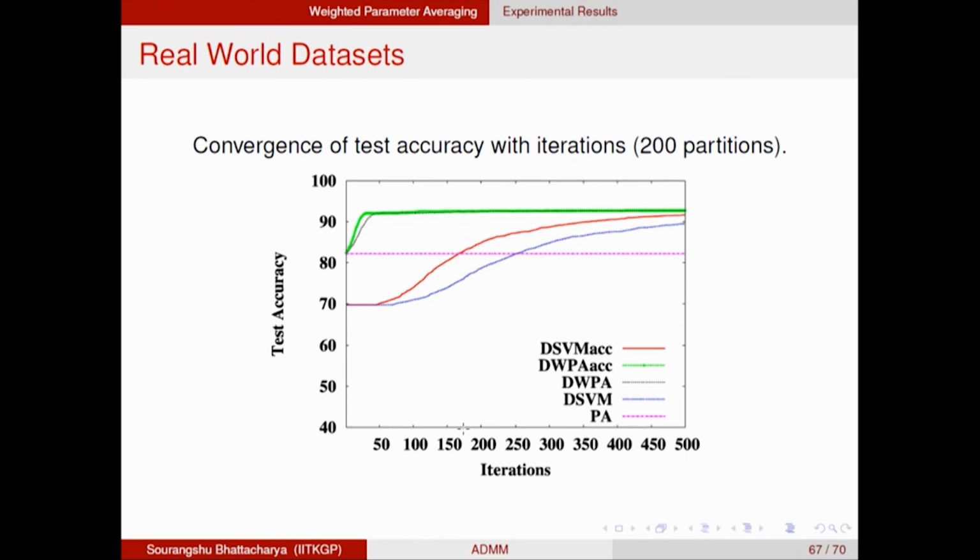This is how the accuracy varies with the iterations. But typically what you can see is that the number of iterations required is much smaller. If you use the accelerated distributed SVM, you get a very good result within 50 iterations, whereas you would take 100,000 updates of mini batch SGD for getting good solutions. So with this I will stop.